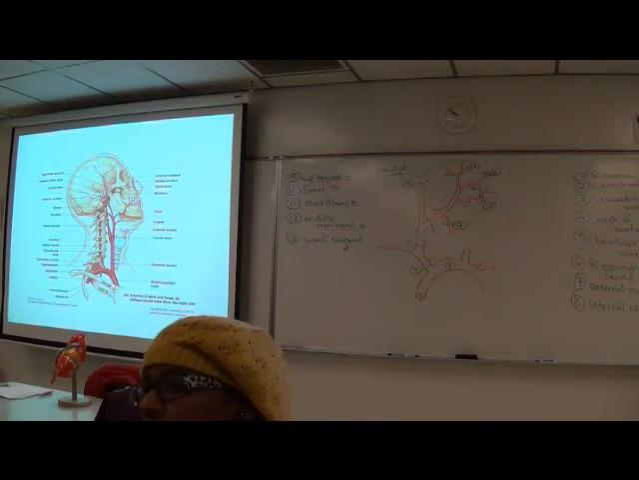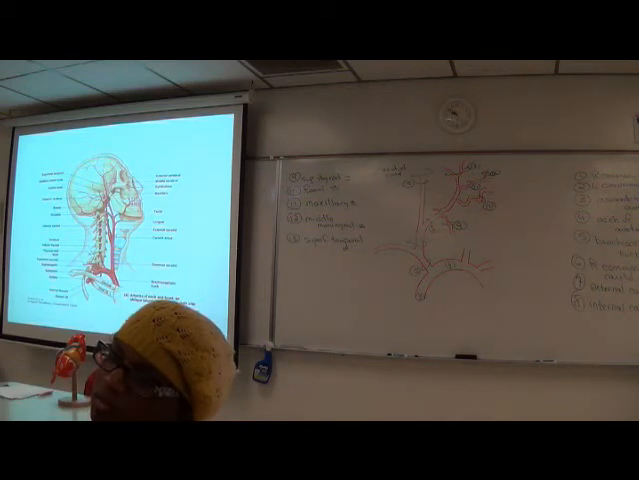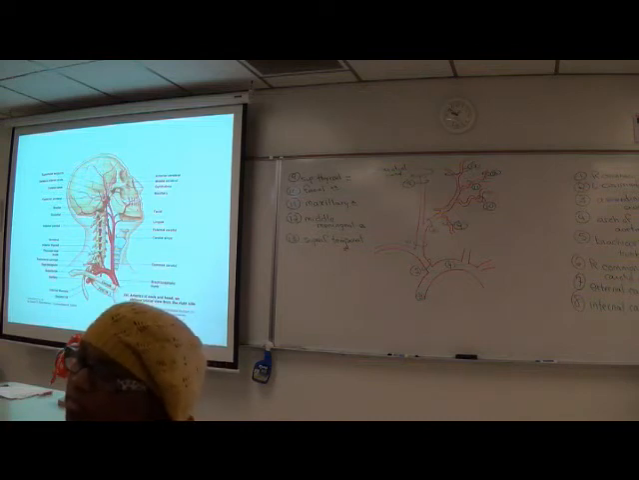This one shows the facial artery right here. And then the maxillary artery should be behind the mandible. And then you can also take off the top and look inside. Anybody remember the opening in the skull of the sphenoid bone that the middle meningeal artery passes through?